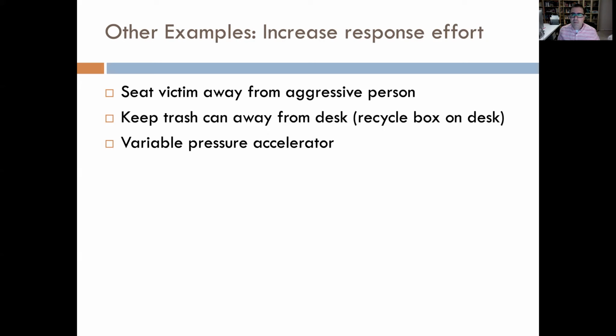There's this thing called a variable pressure accelerator that they designed for some cars, and that's being studied. It hasn't really been used, I don't think, where as you start speeding, it becomes harder for you to press the gas, to press the accelerator, right? So it increases the effort. So what's the problem behavior? Speeding, right? You make speeding hard. It's really hard to speed because it makes the accelerator difficult to depress. So that's kind of interesting because it decreases speeding.